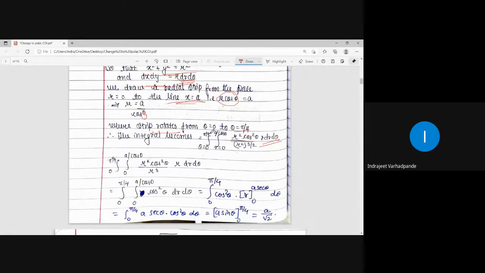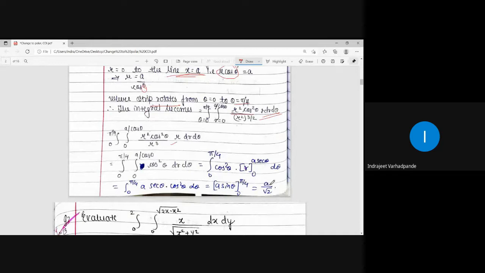So accordingly, we will have the simplification and get the answer. Simplify, get the answer in the form of r and theta, integrate first with respect to r, put the limits across, integrate with respect to theta, get the answer. We will have the simplification as a upon root 2.